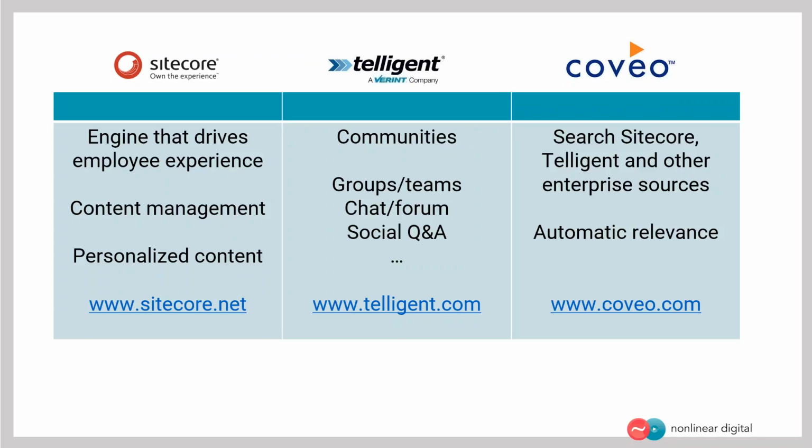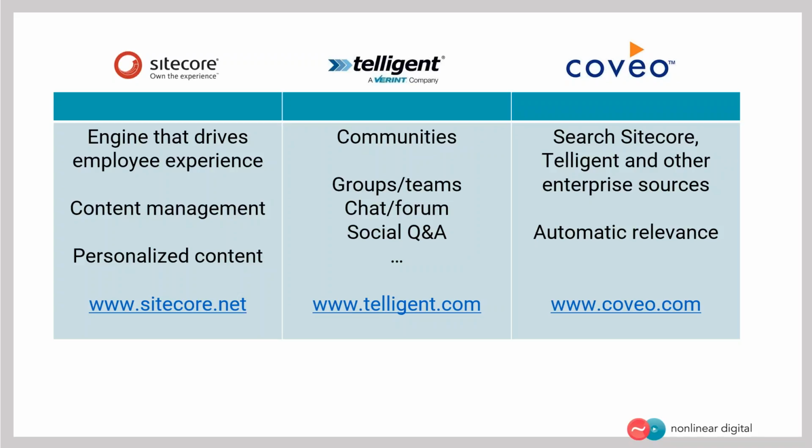Telligent, a partner of Sitecore's, is really about building communities. And again, the feature list is quite extensive, but you can think of this as building groups or teams. Some might call those team sites or communities of practice, chats, forums, social Q&A, idea management. The list is really quite extensive. So we see Telligent as being a logical extension to Sitecore to add those interactive elements to a Sitecore-based intranet and integrating those tightly together.